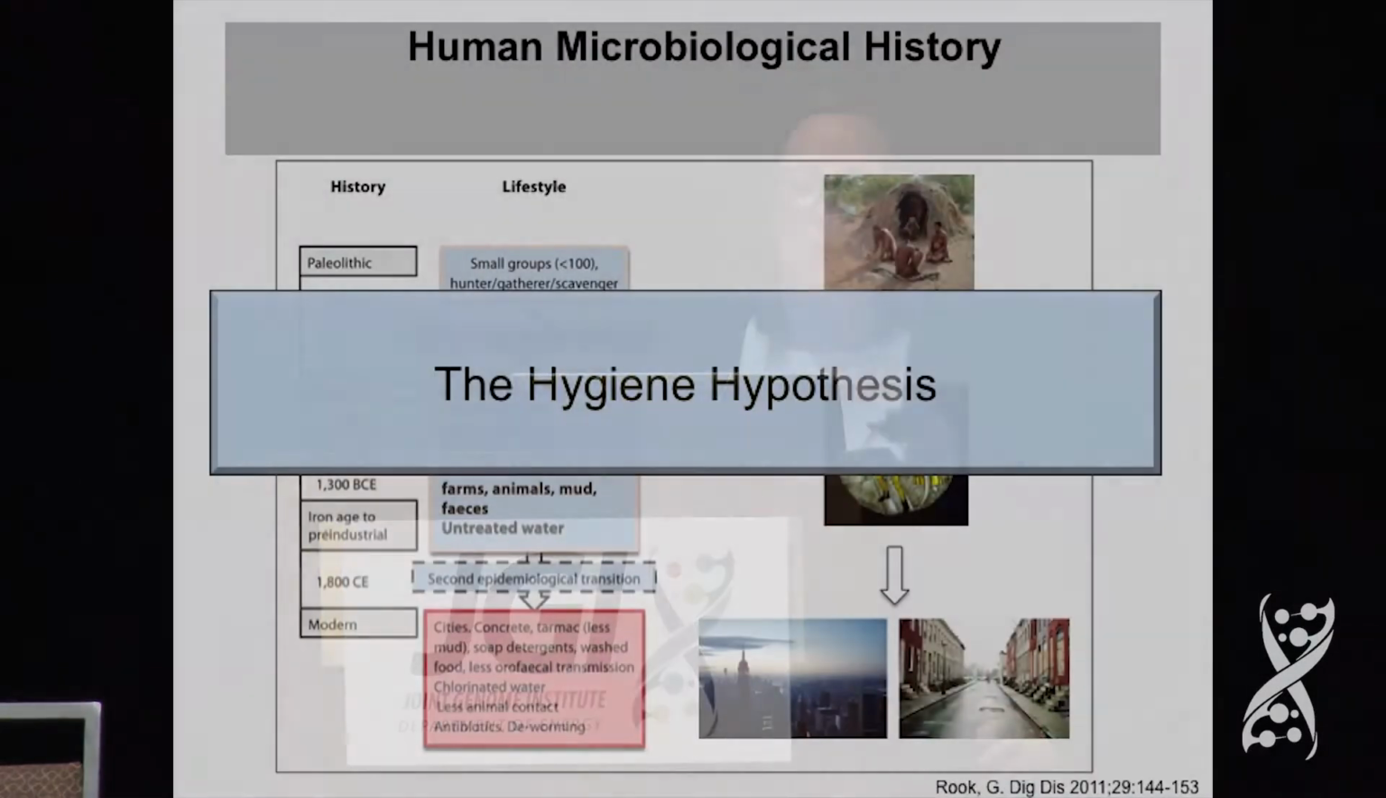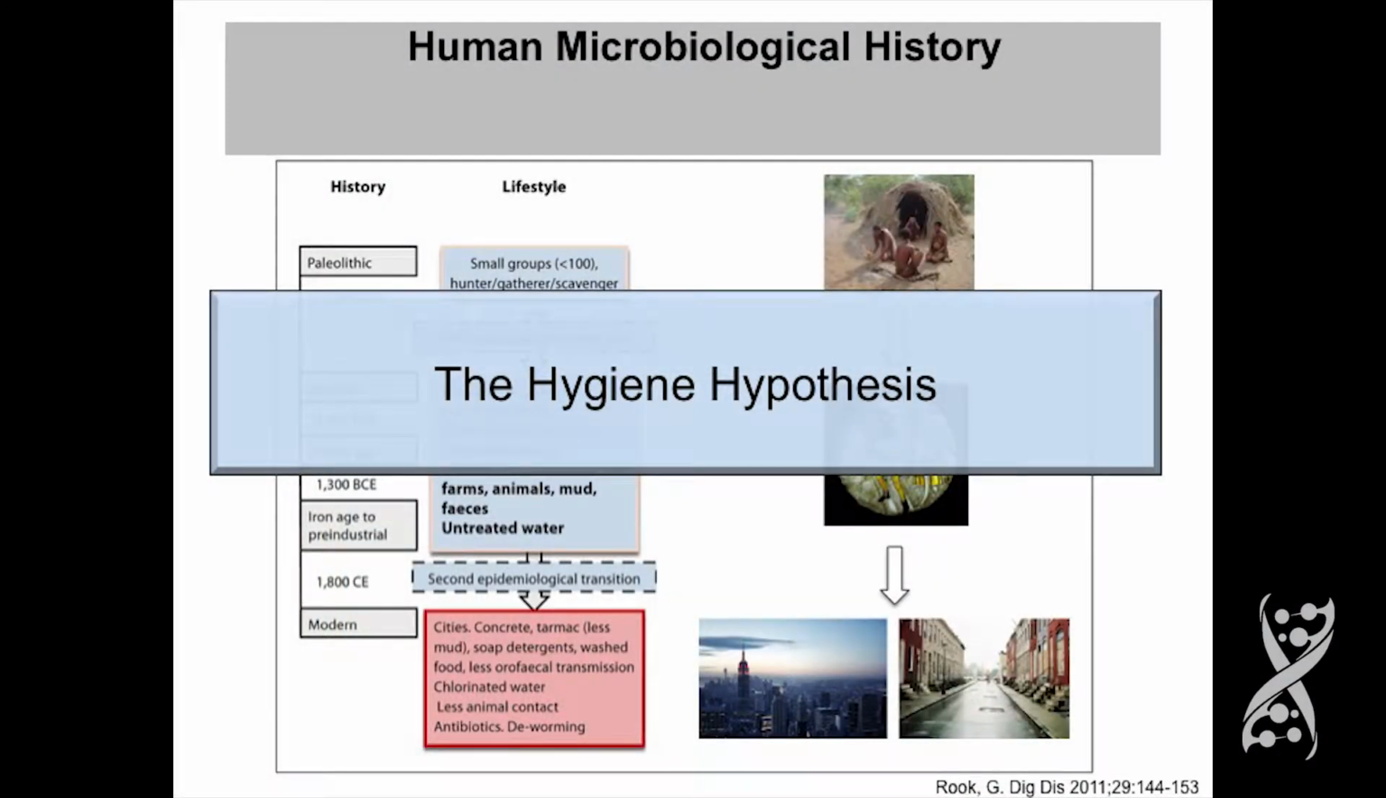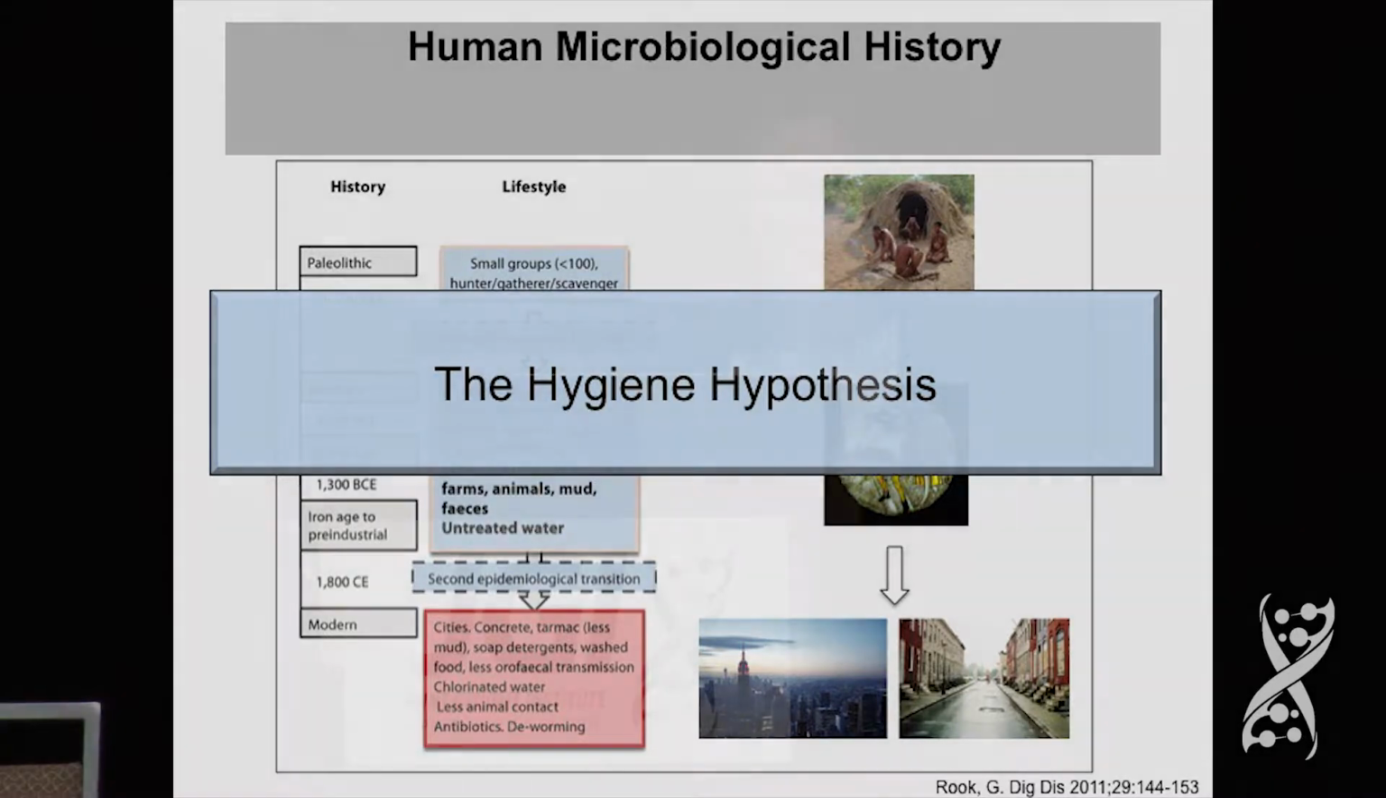And back in 1989, David Strachan and colleagues in the British Medical Journal proposed what's well known as the hygiene hypothesis. And this is the idea. It's evolved somewhat since its original proposal, but it's the idea that it's a lack of exposure to commensal microbes that really is underlying this allergic asthma disease prevalence that we have in Western nations. And it's really a shift in lifestyle that underlies the disease.